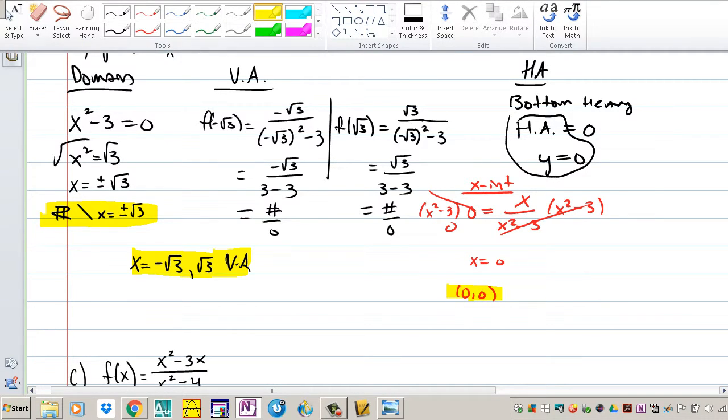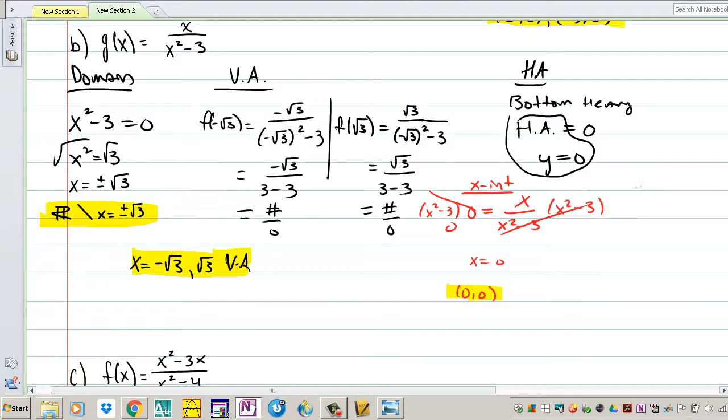And y-intercept, I'll use blue. Whoa, no, that's not blue. Y-intercept, we set the x equal to 0, so it's going to be g of 0 is equal to 0 over 0 squared minus 3, which is 0 over negative 3, which is still 0. So your y-intercept is 0, 0, which is the same thing as your x-intercept. So both of these x-intercepts and y-intercepts are at the same point. Next one.